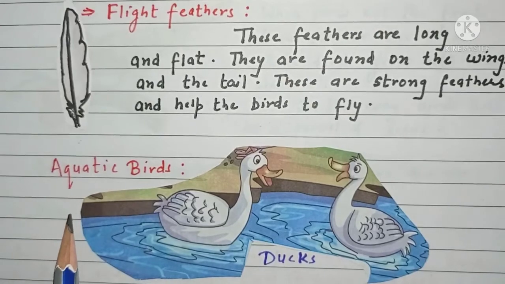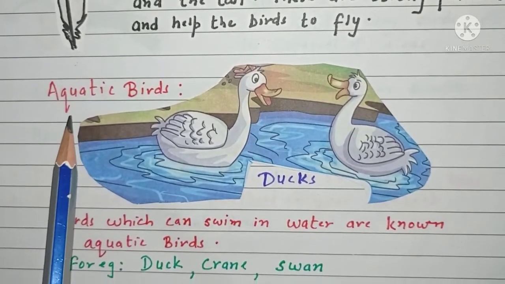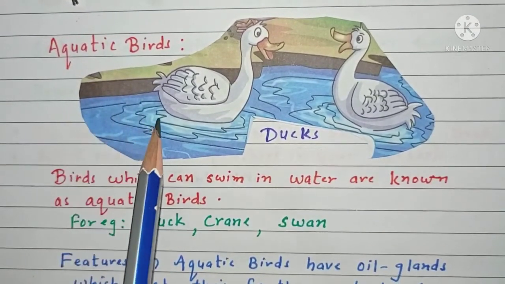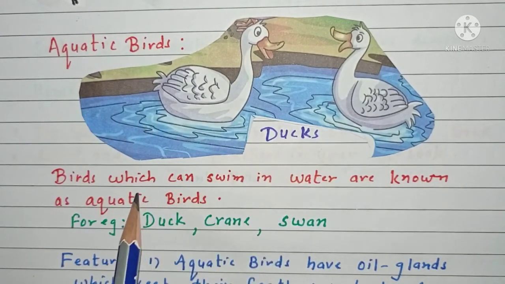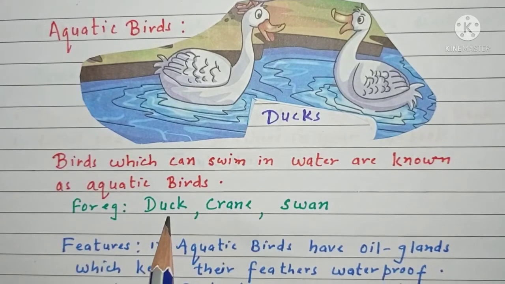Now we will learn about the aquatic birds. As you know, the word aqua means water, and aquatic birds means the birds which swim in water. So birds which can swim in water are known as the aquatic birds. And the examples of the aquatic birds are like duck, crane, swan.